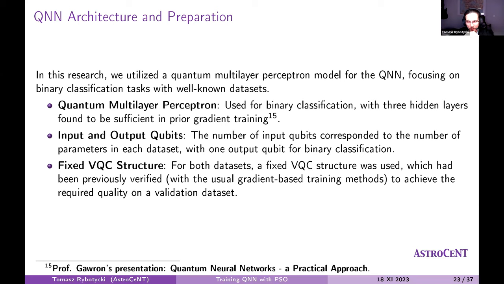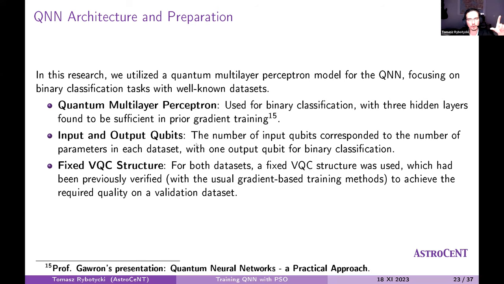And it basically means that we had to get the structure of the circuit somehow, of this quantum neural network. So in order to use our algorithm, we decided that we will take the number of the input qubits, or the qubits in the whole circuit, to be equal to the number of parameters in the dataset that we'll use. Okay. This is not necessarily the case.